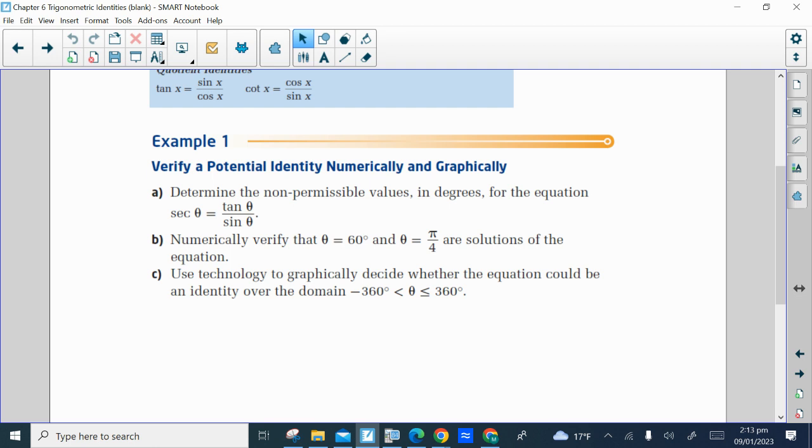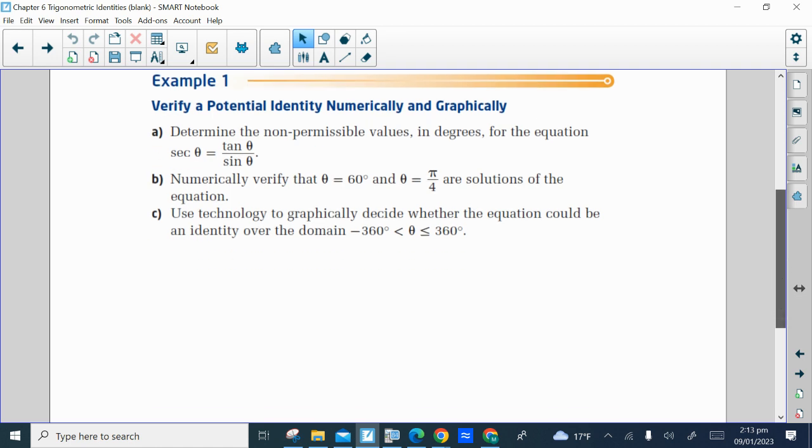This first example says determine the non-permissible values in degrees for that equation. Notice it's using the word equation. We don't know that it's an identity yet. But part of this chapter is proving that equations are identities, showing that the two sides are equal for all values of the variable except for where we have non-permissible values. And that's what the first part of this question asks us to do. What are the non-permissible values?